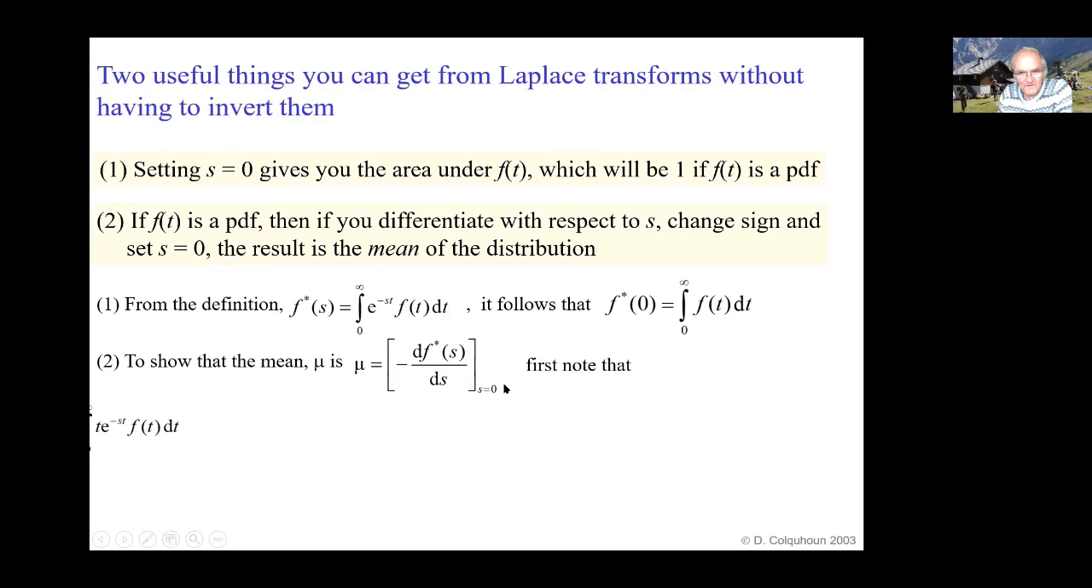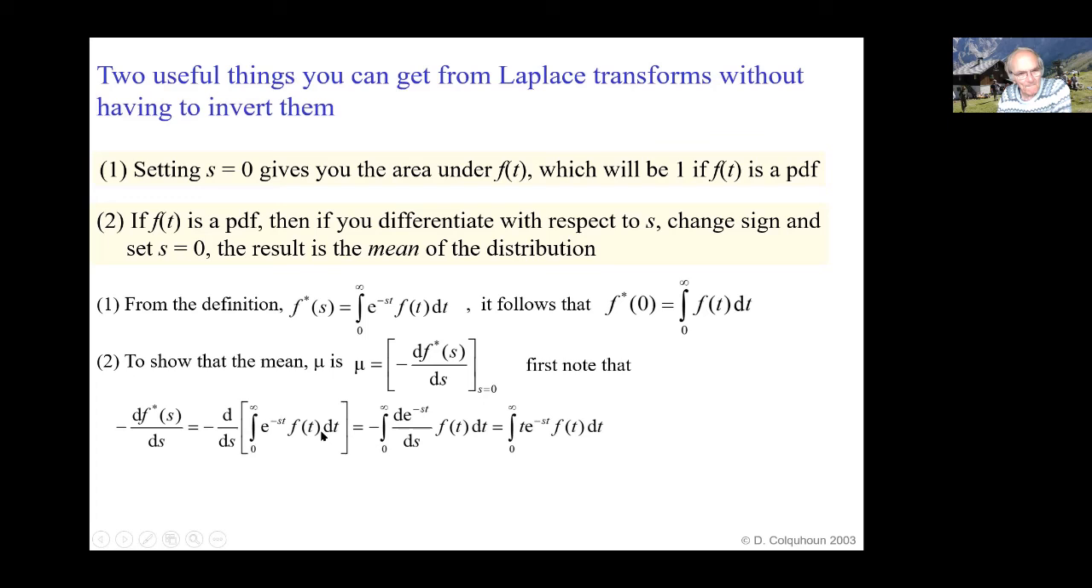Well, first we note that the thing in the square brackets comes to this. This is the differentiation with respect to s. This is the definition of the Laplace transform. Now we can reverse the order of differentiation and integration here. There are cases where that's not valid, but usually it is. And if we do that, we can just differentiate each e to the minus st with respect to s, which gives you t e to the minus st. And now we want to set s equals naught in that. So the exponential term is one, and that gives you this expression, which is just the standard expression for the mean of any distribution.